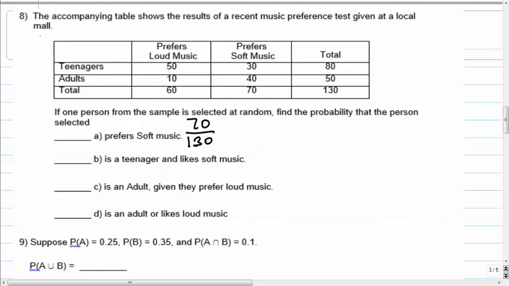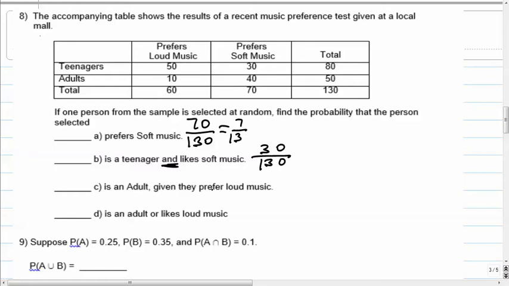Okay? Well, there you go. Okay, I'll do one of them. That wasn't hard, right? I want the probability I pick a teenager and they like soft music. I didn't say they like soft music. I want they like both. Teenager, soft music, 30 people. How many people are in my world? 130. There's no given information here.